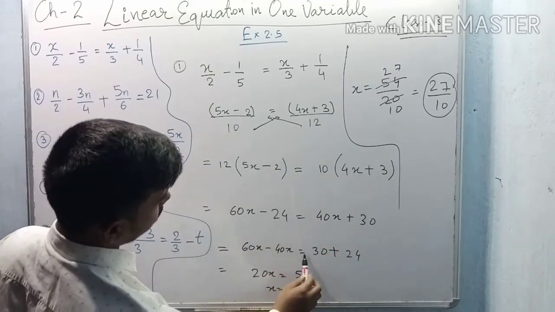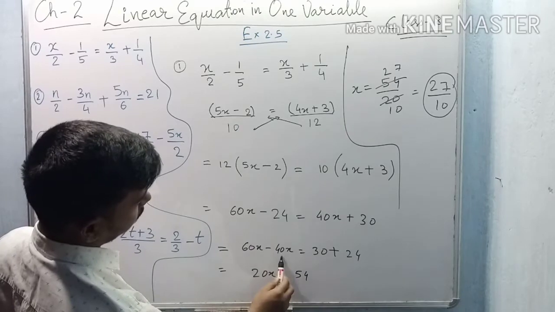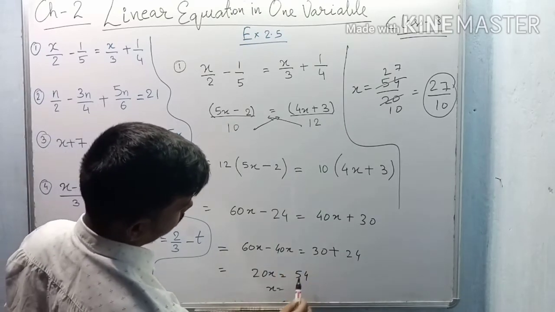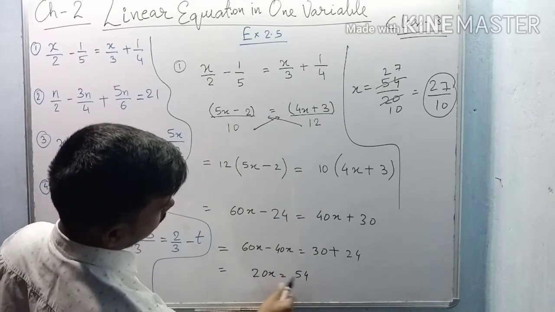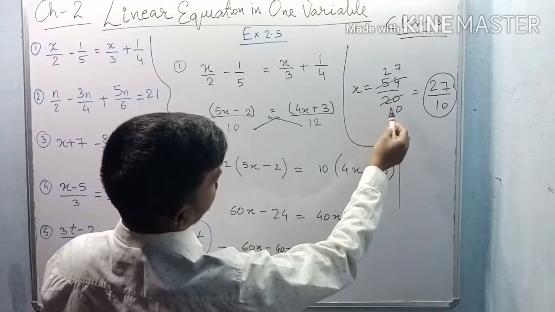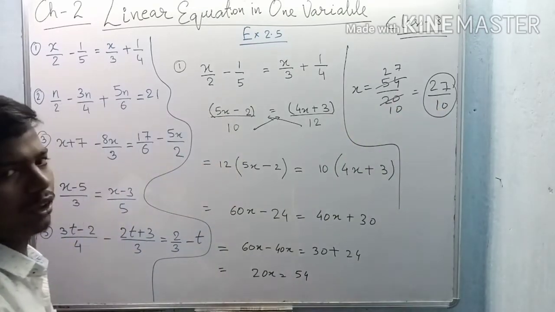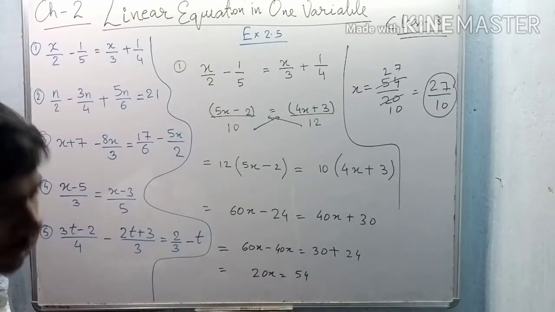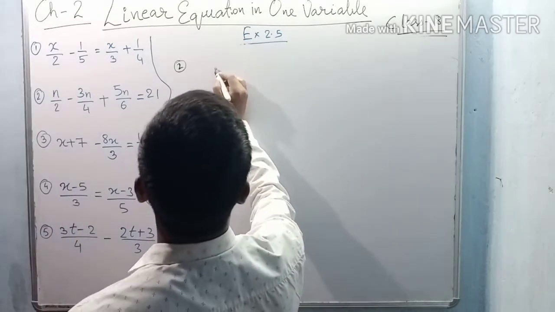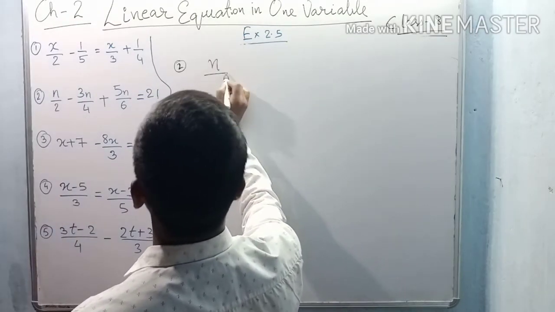60x minus 40x is equal to 30 plus 24. 60 minus 40 equals 20 and 30 plus 24 equals 54. So x will be what? x will be 54 by 20, that is equal to 27 by 10. This was a very simple question. Let's move to the next question.